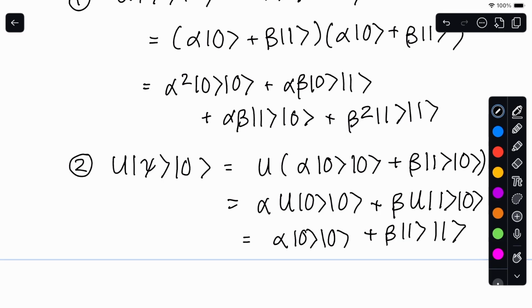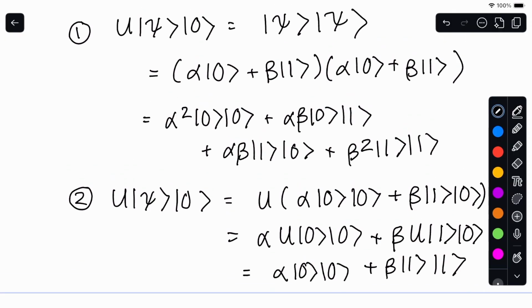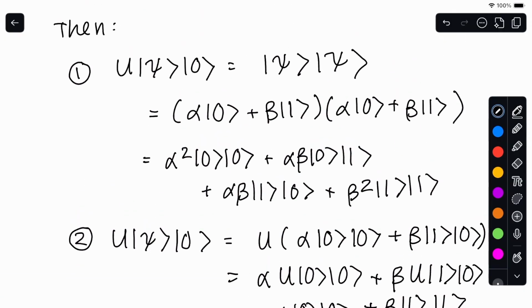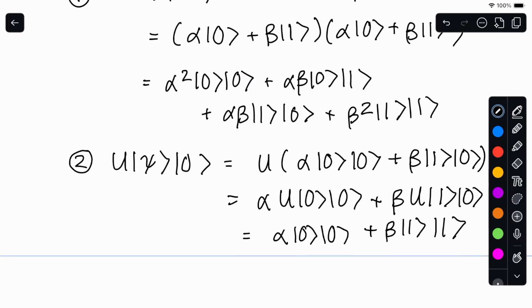But we said that alpha and beta were arbitrary, and these two expressions are clearly very different. So there is no such operation that can clone a quantum state. Now that we've had a chance to explore the concept and math behind this, let's move over to the coding notebook and try it out.